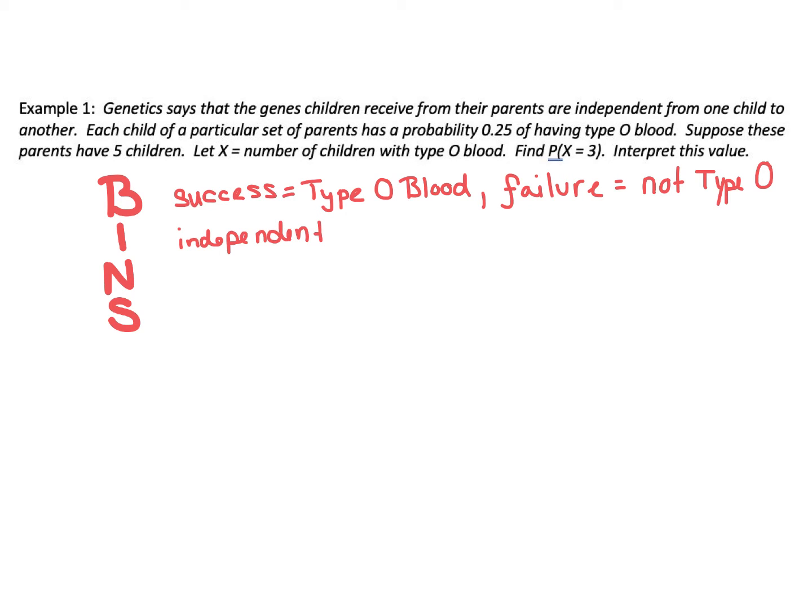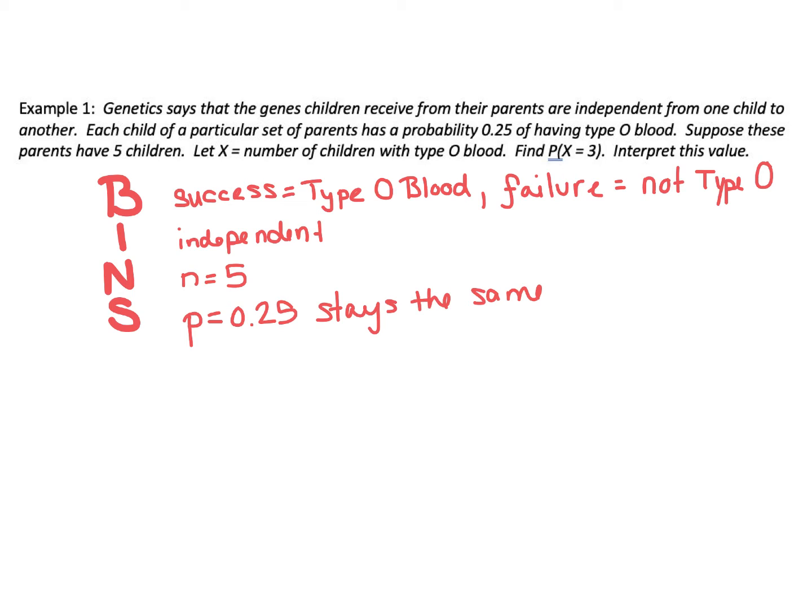Is there a fixed number of trials? Yes, n is equal to 5. And is the probability of a success the same? Well, yes, the probability of a success is 0.25, it stays the same. So my conditions are met, so now I know I can use a binomial distribution. Well, I'm going to help you just kind of think this through.